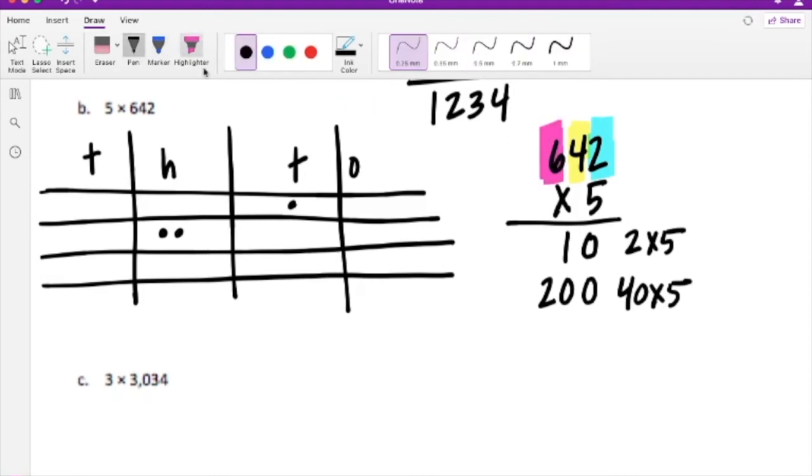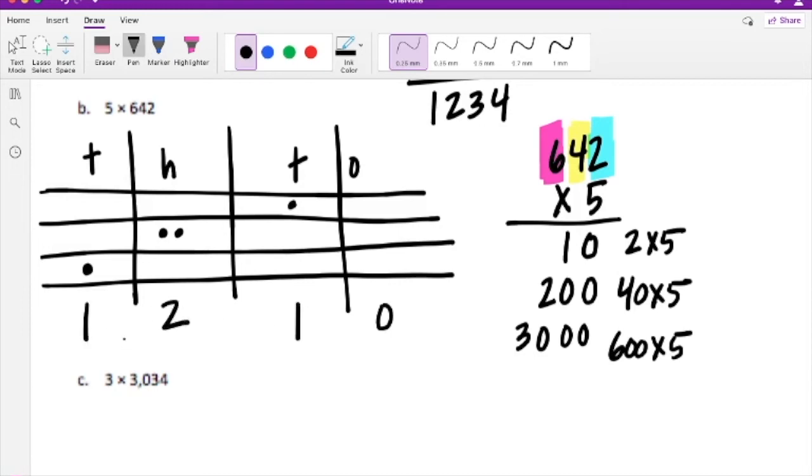Next up, 600s times 5. 600 times 5. That would be 30 hundreds, or 3,000. 30, 2 zeros, 3,000. Now, let's see if I can do any regrouping. I can't, right? There's no group of 10 anywhere. So we have 0, 1s, 110, 200s, and 1,000.